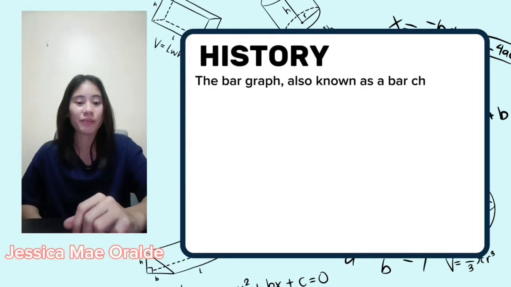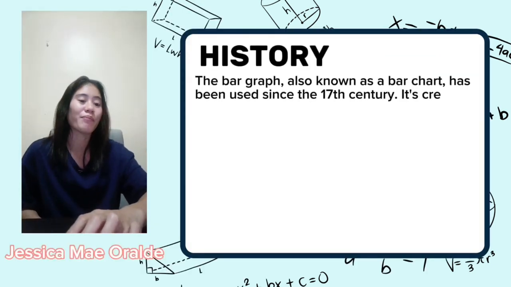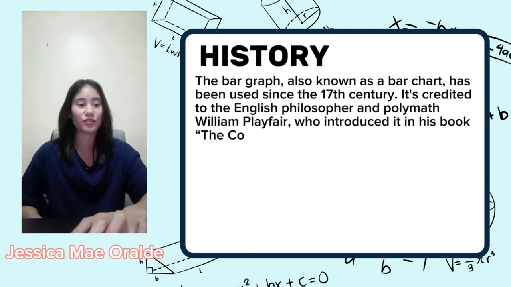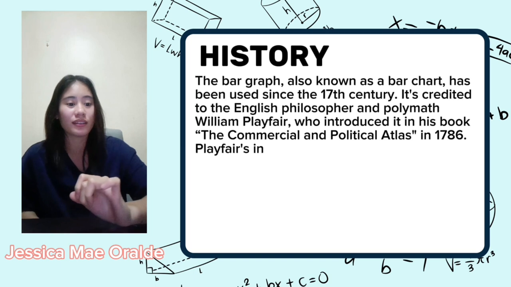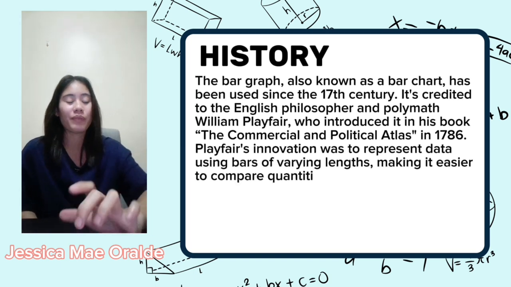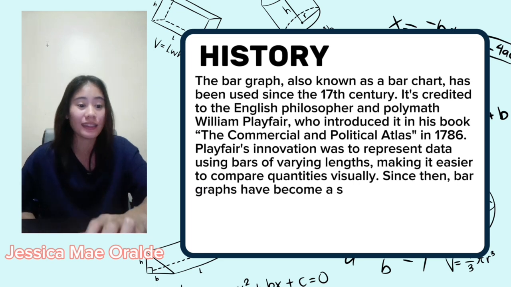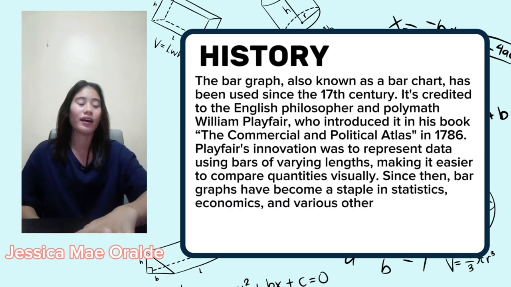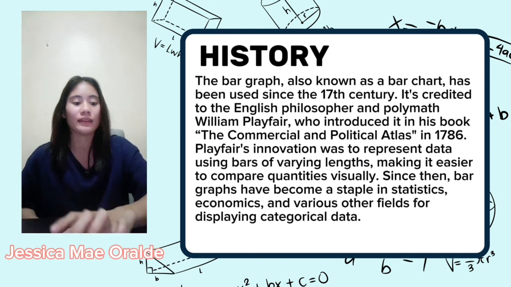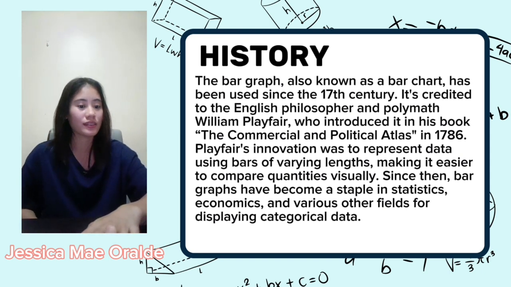So, the bar graph is also known as a bar chart. It has been used since the 17th century. It's credited to the English philosopher and polymath William Playfair, who introduced it in his book called The Commercial and Political Atlas, in 1786.